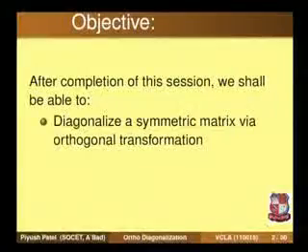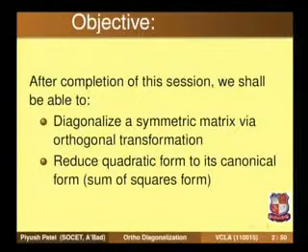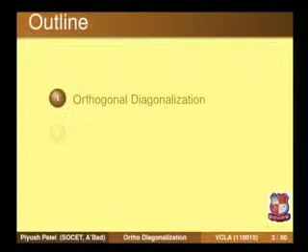So our main concerns are what we mean by orthogonal diagonalization, that is, how to diagonalize a matrix via orthogonal transformations, and then as an application, we want to discuss the application to the quadratic form, that is, to reduce a quadratic form to its canonical form. So let us discuss the main problem, orthogonal diagonalization.